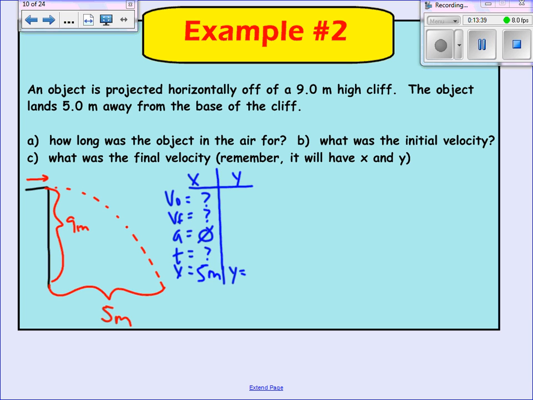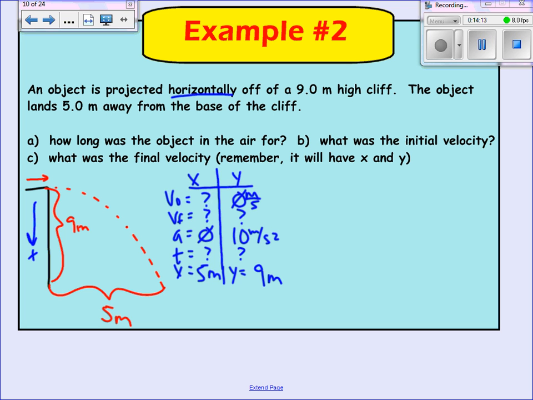For the y column, I do know that the initial velocity is 0. I know that because it's fired off horizontally. Anything fired off horizontally does not have an initial y component. The final velocity is unknown. The acceleration is 10, and I'm still making down the positive direction, and therefore my acceleration is positive 10. The time is a question mark, and the y displacement is 9 meters because the cliff is 9 meters high. At first glance, it seems like we don't know a lot of information, but we can figure out some information from this problem.